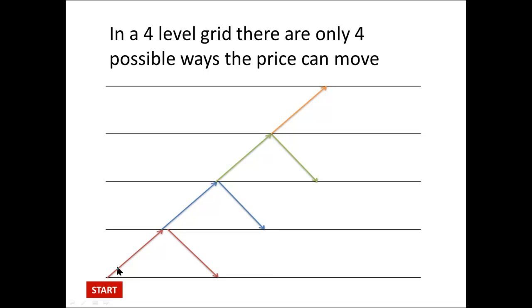It can only move up and come back to where it started, or it can only move up twice and come back to the first level, or it can move up 3 times and come back to the second level, or it can move all the way through to the 4th level. There are no other possibilities for the price to move. It can dawdle between levels, but in the end, it has to cross or touch one of these boundaries, and those are the only 4 possibilities that we have.